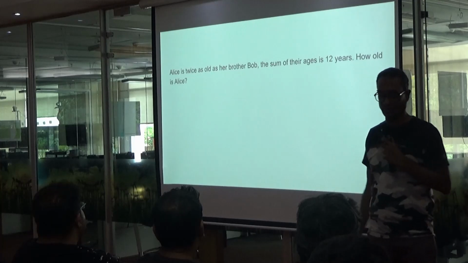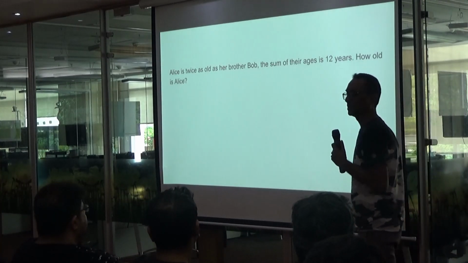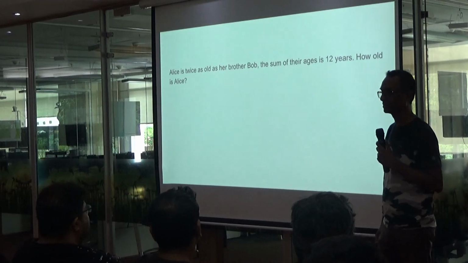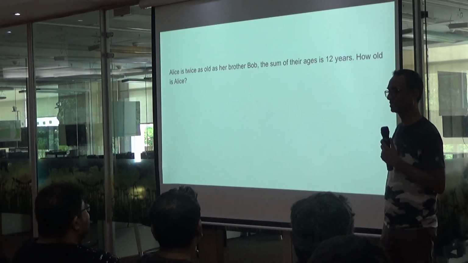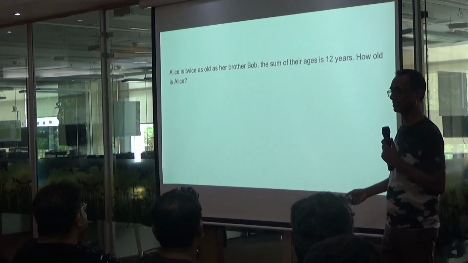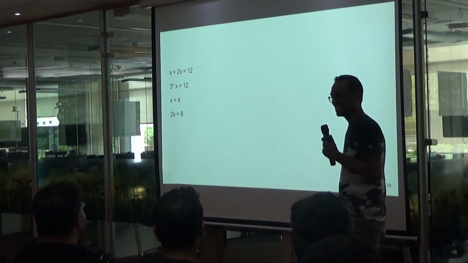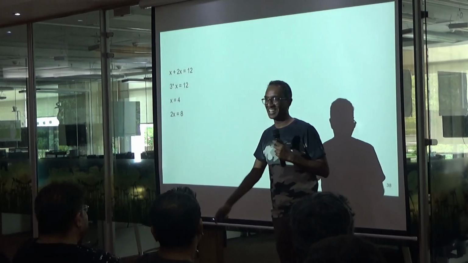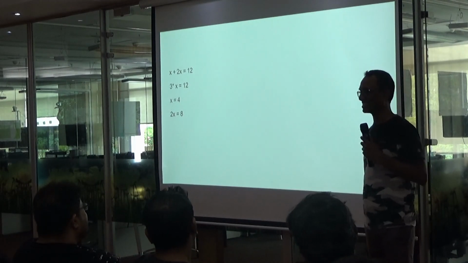Can somebody solve this problem for me? Four. How did you solve this? X plus 2x. There's no X here. No, but there's no X. Yeah. So the point is, I'm pretty sure all of us did this now. I don't mind.